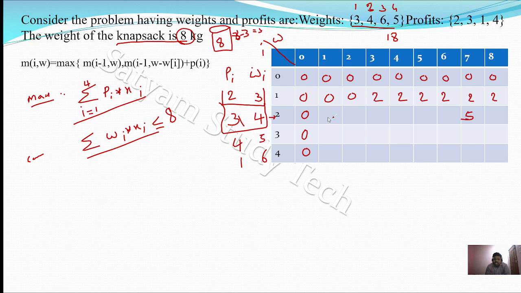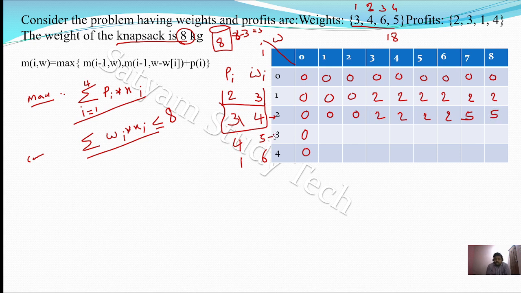Now here you can see, you can already consider this object in this first row. So what are the properties you can get? Here also you can note down the same thing. Here the bag capacity is 8, but in this row you can consider only these two objects, 4 plus 3 is 7, and you can get the profit 5, so you can write the same profit here also.